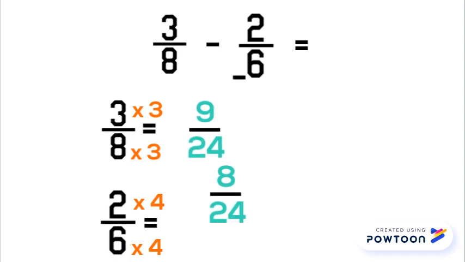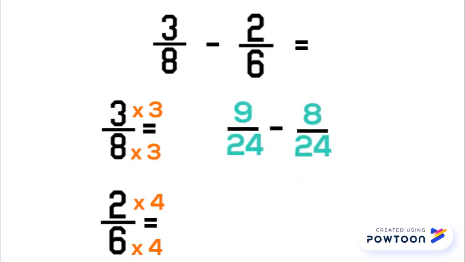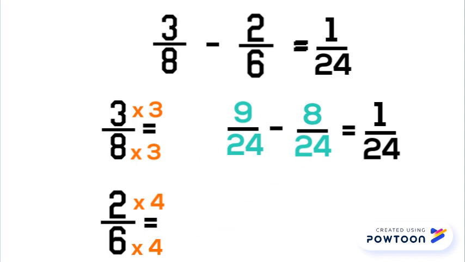Now we can subtract because they have like denominators, so we do 9/24 minus 8/24, and we get 1/24. So 3/8 minus 2/6 is 1/24.